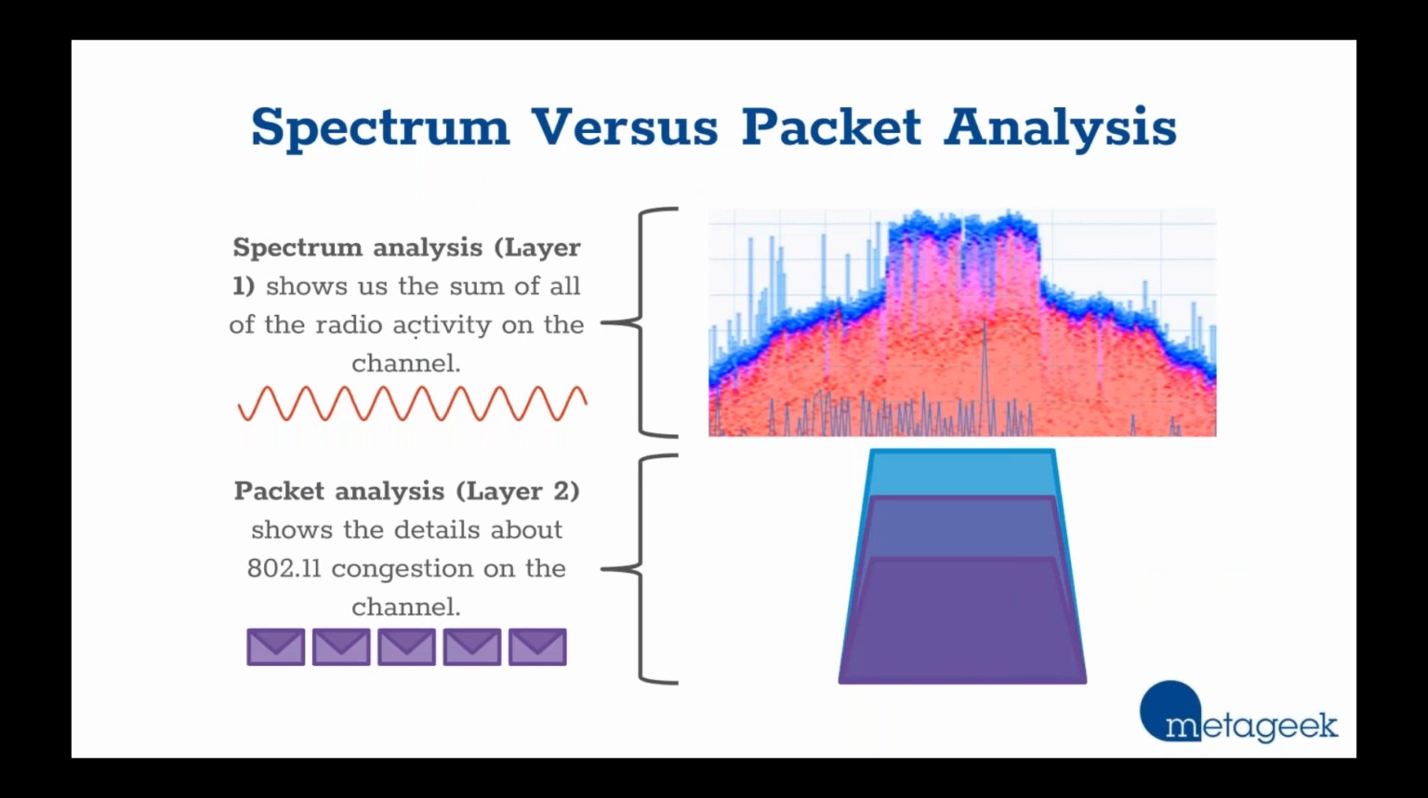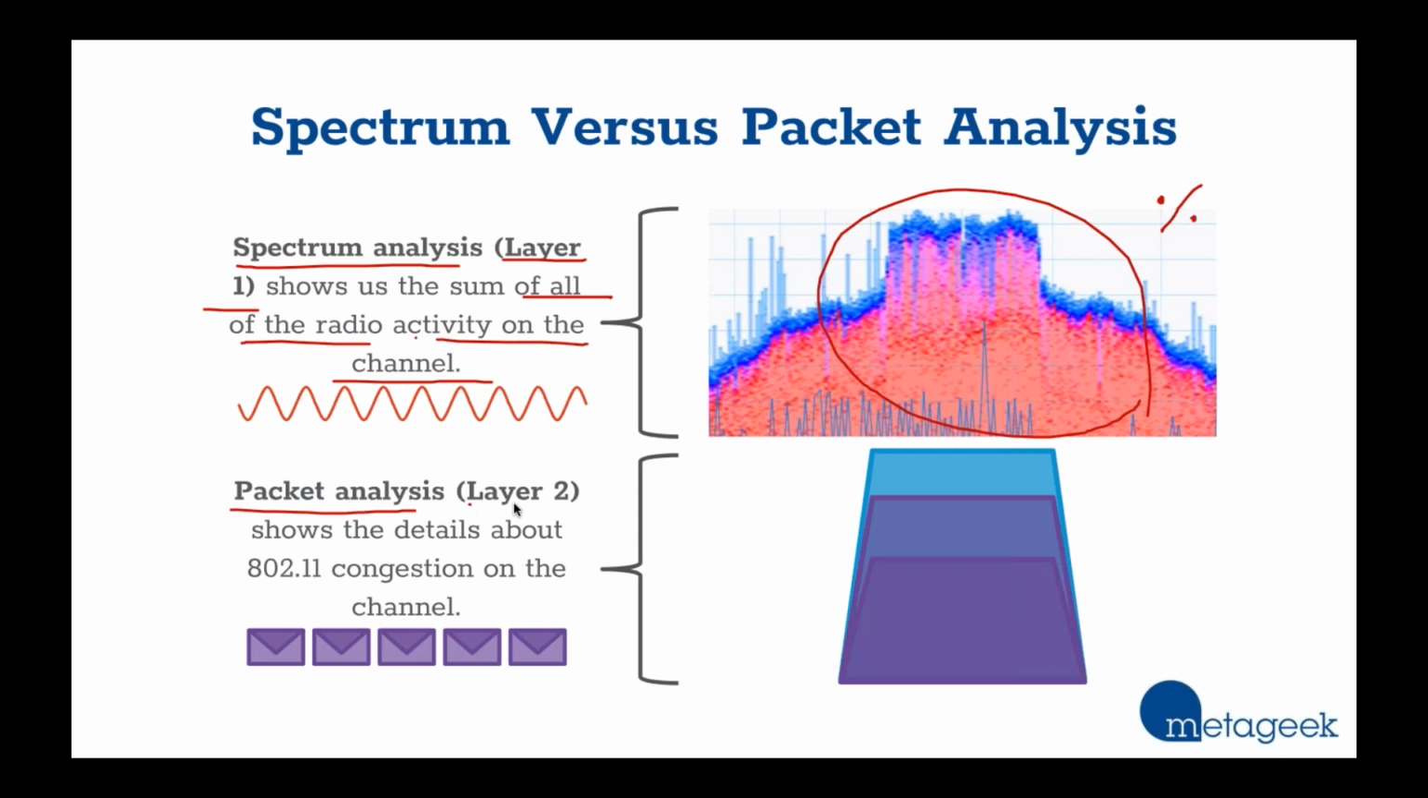So here are the differences between spectrum analysis and packet analysis. Spectrum analysis happens at layer 1, and it shows you the sum of all of the radio activity on that channel. So we're basically looking at the raw radio frequency activity. And one nice measurement that we get out of that is utilization. We can see as a percentage how often that channel is being used. We can see how busy that channel is.